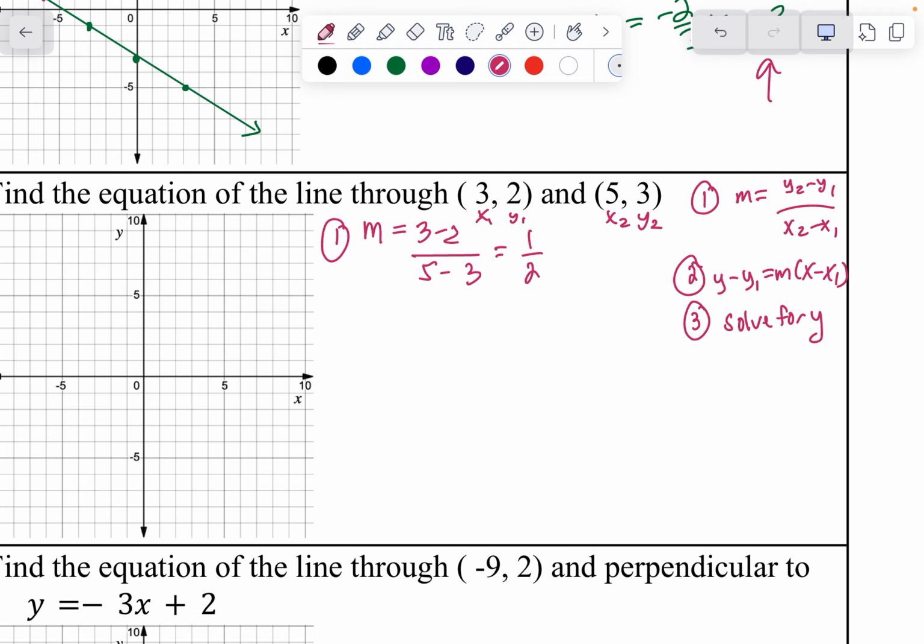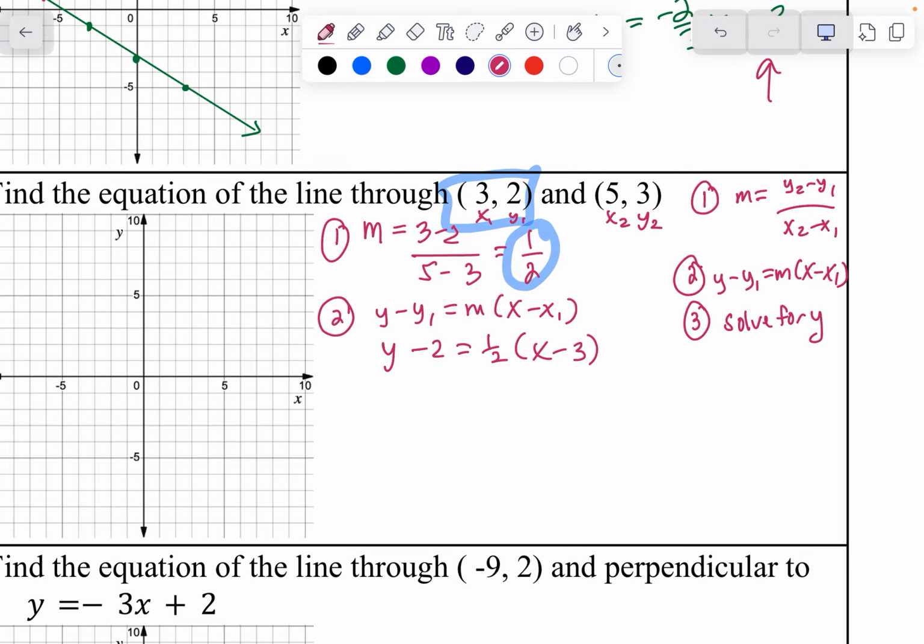Now we're going to use the formula y minus y1 equals m times x minus x1. We earlier already labeled this x1, y1, so just use it again. You have it labeled. It's a good way to do. We know now this is our m. Plop them in. Okay? So we're going to get y minus 2 equals 1/2 of x minus 3.